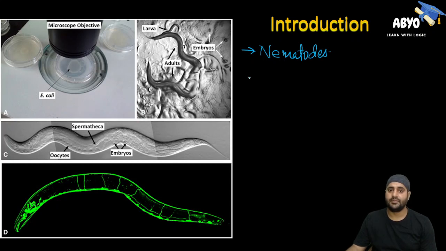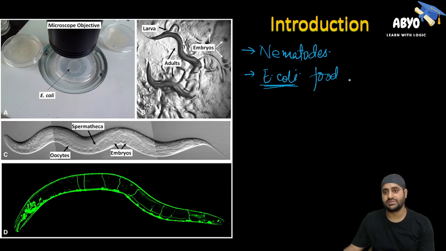Now, point number 2 is how they are maintained. Maintained means they can easily be grown over a culture of bacteria. So they can be cultured by providing food in the form of an E. coli colony, as the food source.